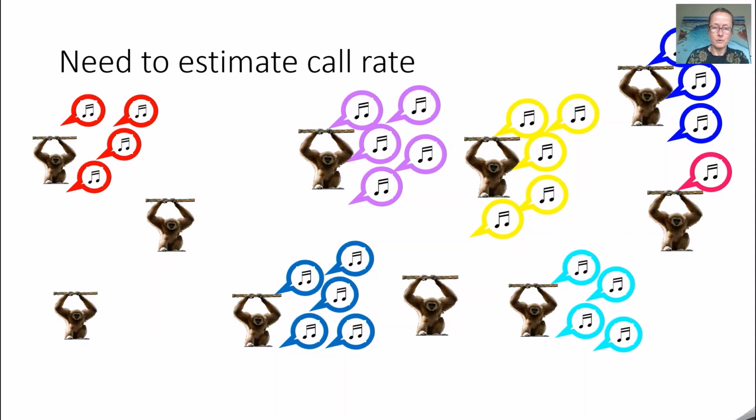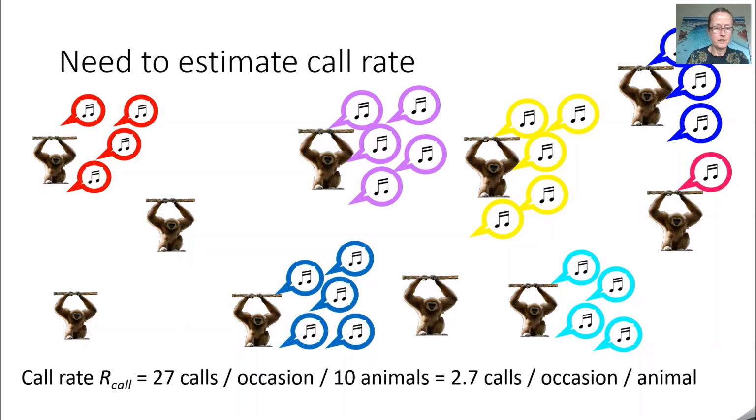So we already spoke about this in the lecture on Acoustic SCR, but we learned in the lecture on knowing your species that there are different types of calls. So for gibbons, it is not as simple as depicted in this slide. Remember here we just calculated the call rate as the 27 calls that these animals made during the sampling occasion, and there were 10 animals, so we had 2.7 calls per occasion per animal as the call rate estimate.